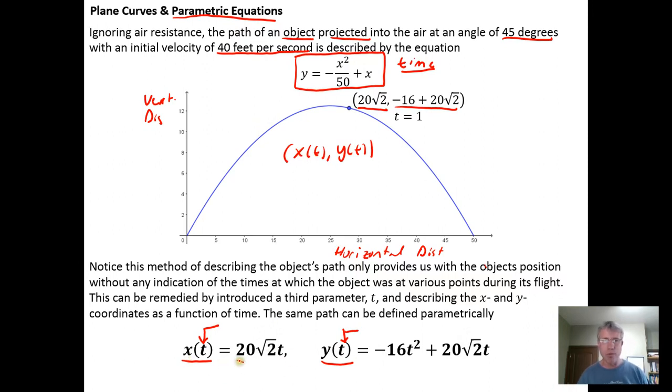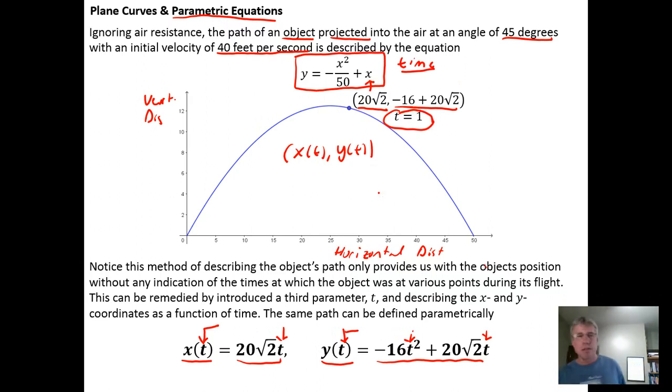So x has been parameterized with t, and the y position has been parameterized with variable t. The nice thing about this representation is if I plug in time equal to 1, I see automatically that at time equal 1, or 1 second into my flight, I'm at the position 20 square root of 2 feet. And we plug in 1 for the y variable, and this simplifies to negative 16 plus 20 square root of 2 feet. Whereas with the rectangular, I would have had to plug the value for x in, and I wouldn't have any idea that I was at this position when time was equal to 1.